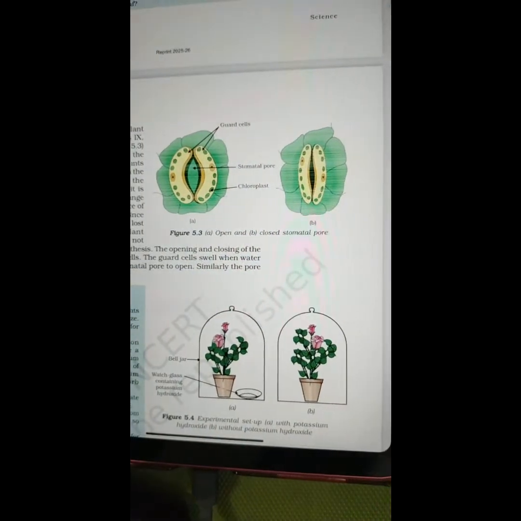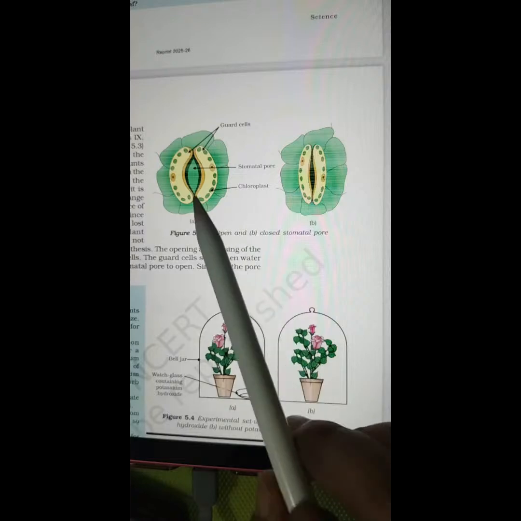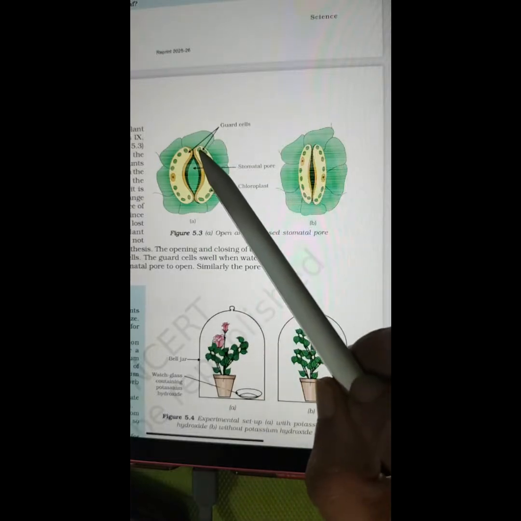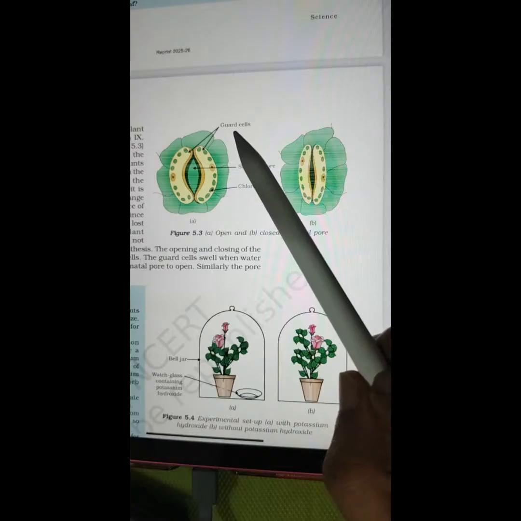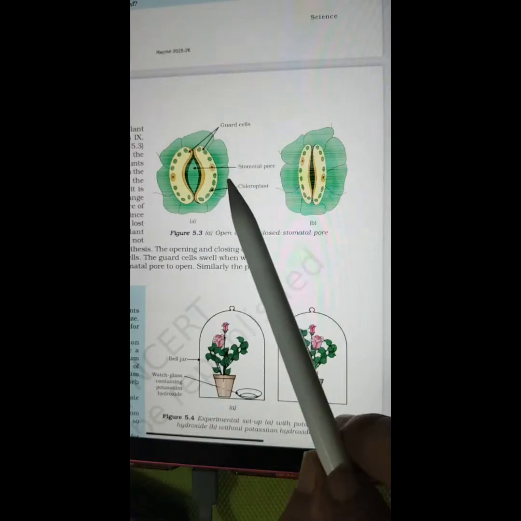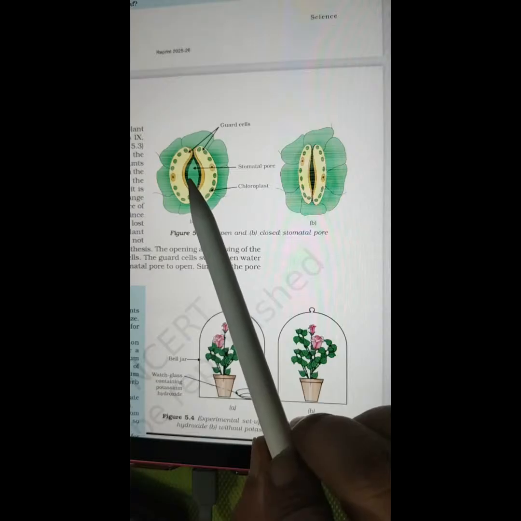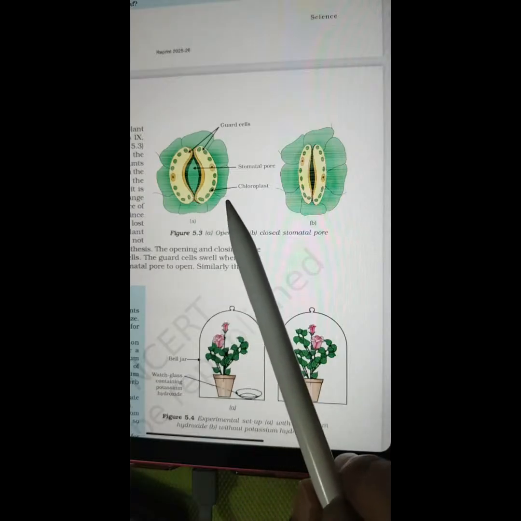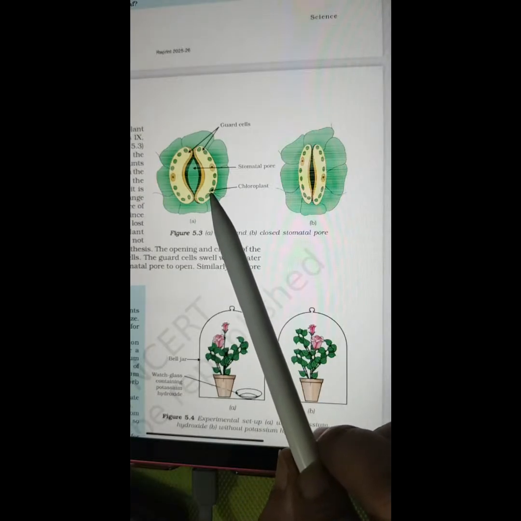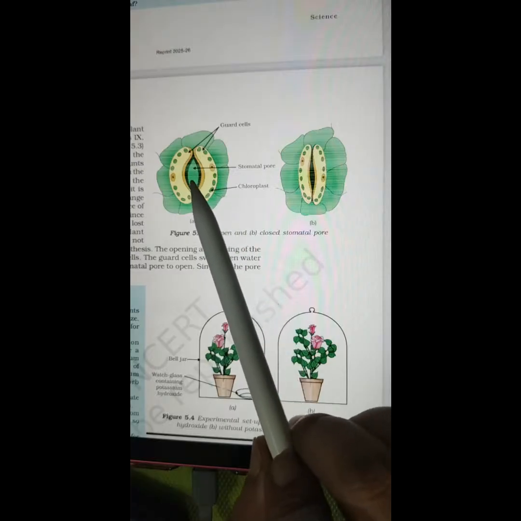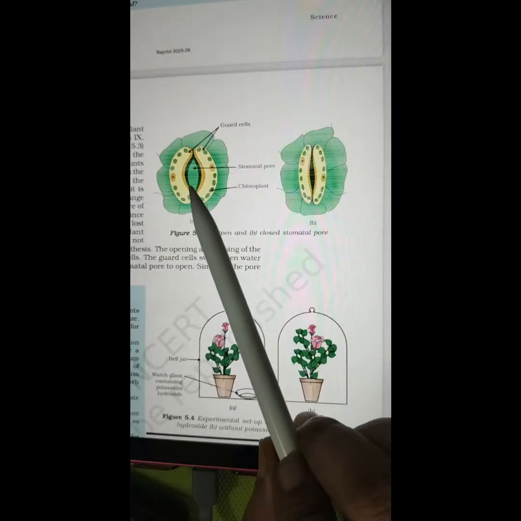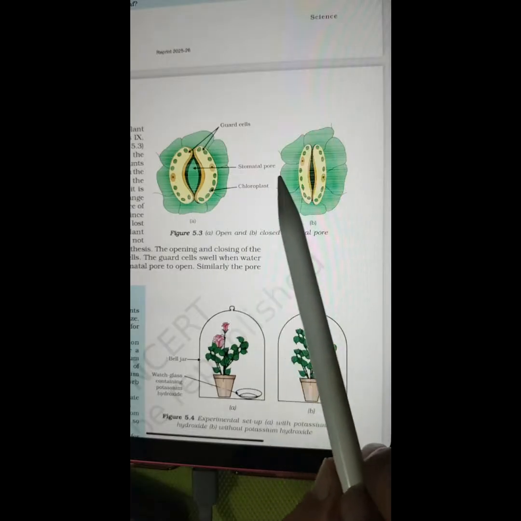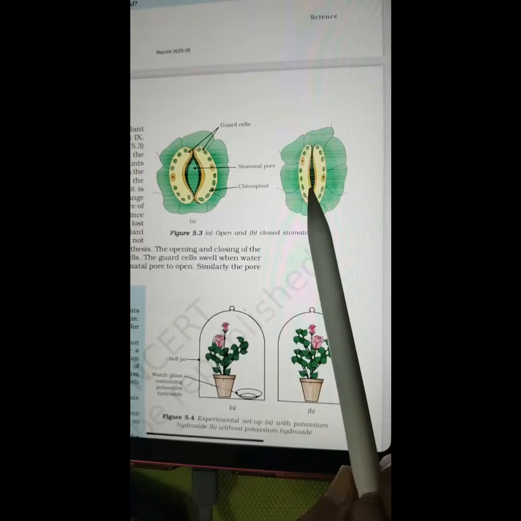Next, let's see this diagram first. So these are the parts of stomata. You can first observe the guard cells, which are kidney shaped guard cells. Stomatal pore. Here in between, it is a stomatal pore. Then we have chloroplast. So this is open stomata. This is closed. This is open because of endosmosis. This is closed because of exosmosis.